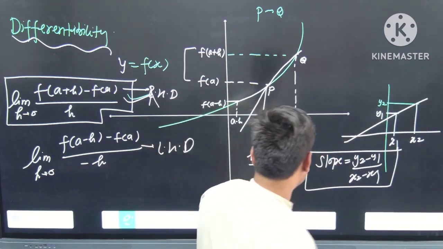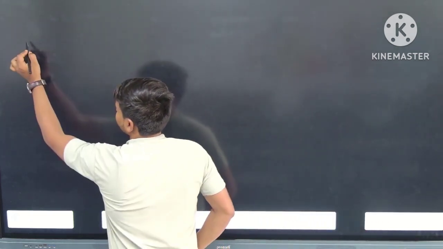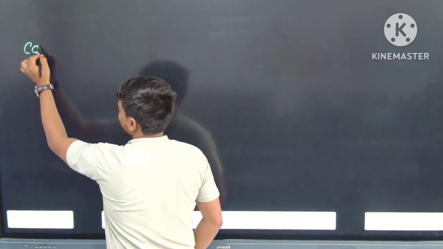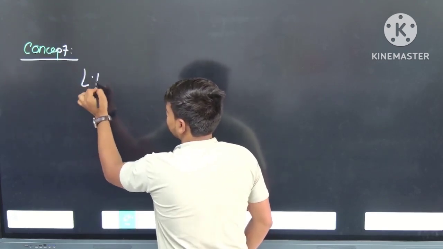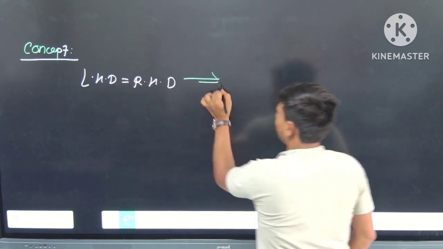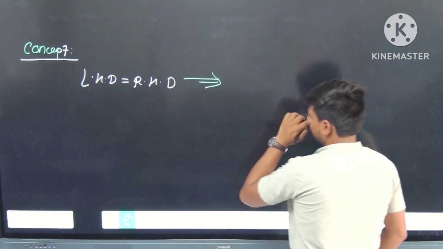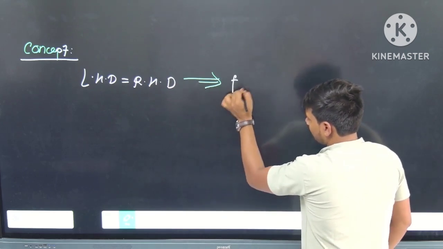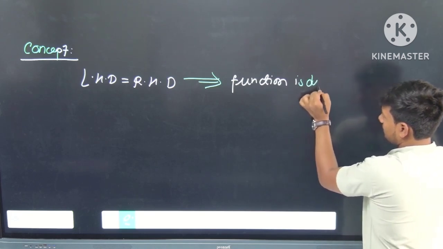So the concept is: LHD equals RHD. This implies both exist and are equal. This implies the function is differentiable.